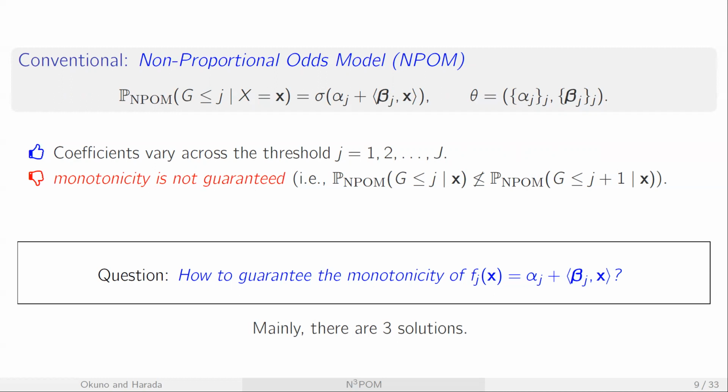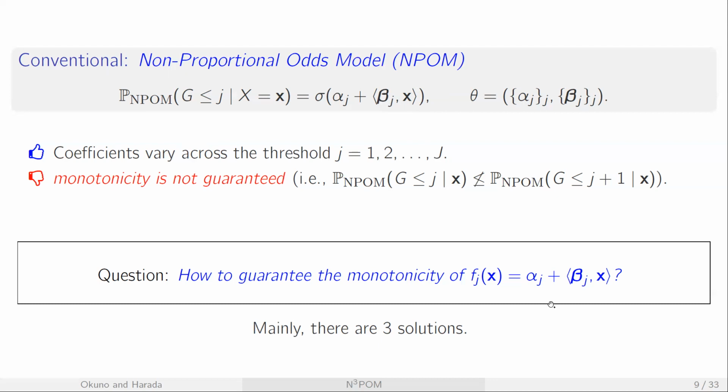But actually the NPOM is usually not monotone. The monotonicity is not guaranteed. In some cases, the probability that the discrete response G is less than or equal to j is not smaller than the probability that G is less than or equal to j plus 1. This is because even if the intercept alpha j is increasing, the remaining term, represented by the inner product between beta j and x, is not constant. This term also depends on j in the NPOM, so the monotonicity of alpha j easily deteriorates because of the second inner product term, this one. So the next problem here is how to guarantee the monotonicity of the linear regression model f j of x.